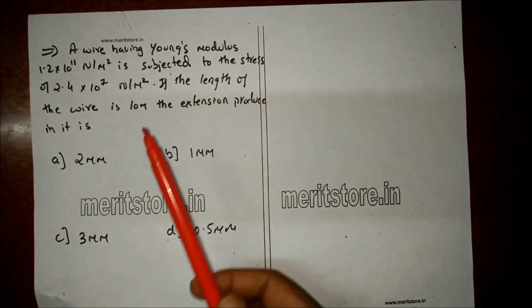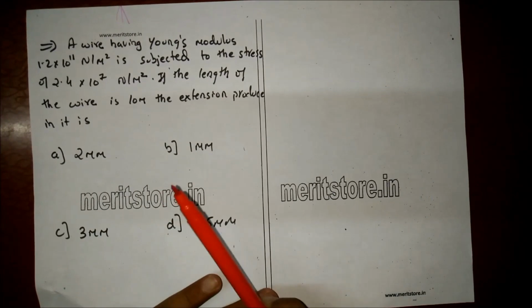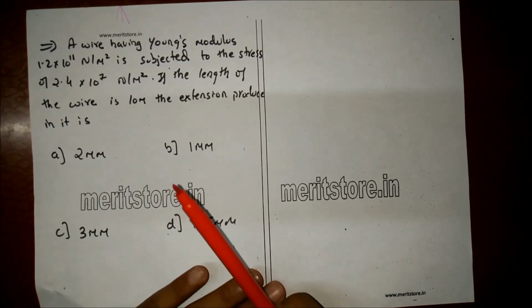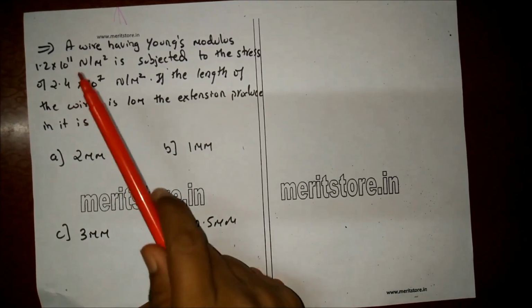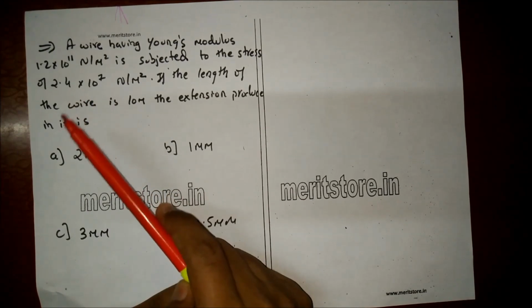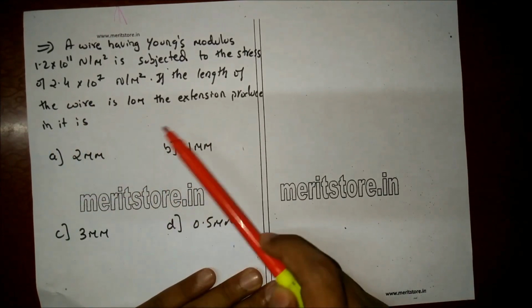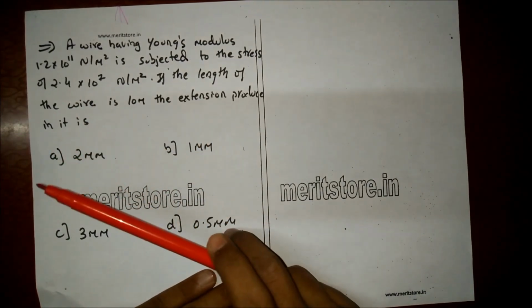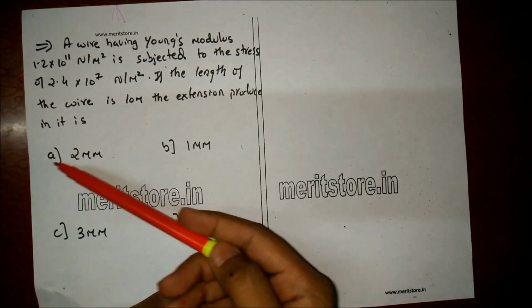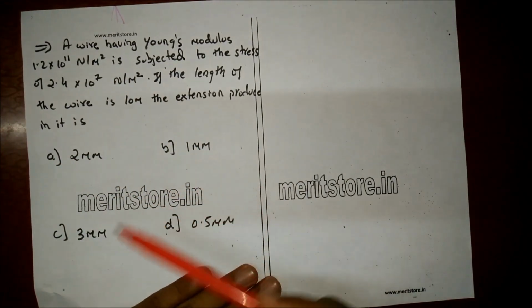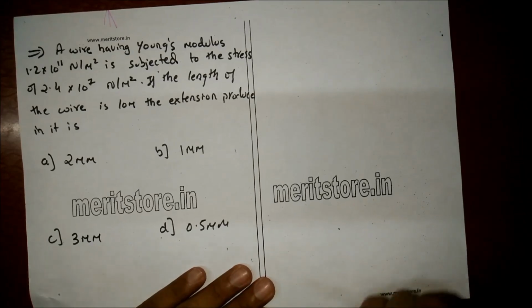A wire having Young's modulus 1.2 × 10 raised to 11 Newton per meter square is subjected to a stress of 2.4 × 10 raised to 7 Newton per meter square. If the length of the wire is 10 meters, the extension produced in it is: A 2 millimeters, B 1 millimeter, C 3 millimeters, and D 0.5 millimeters.